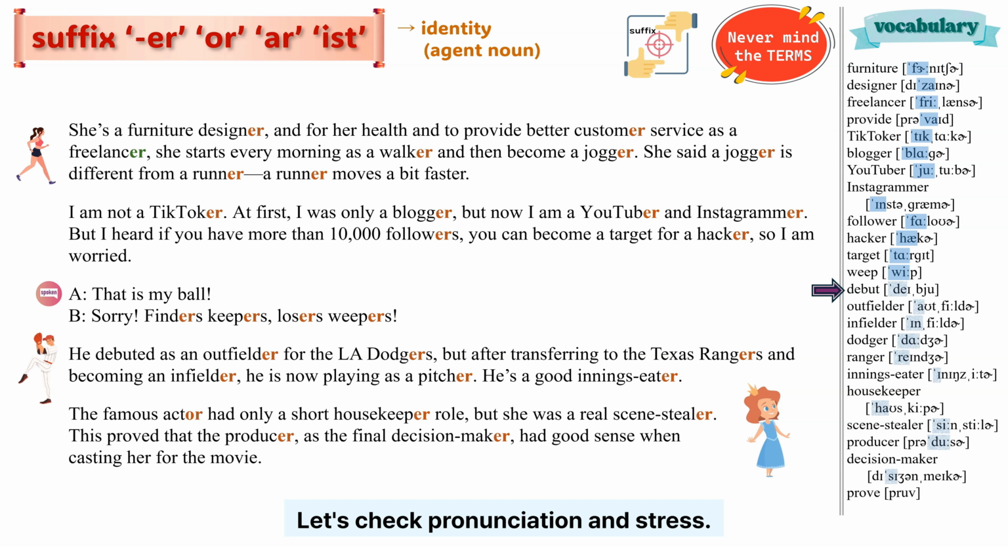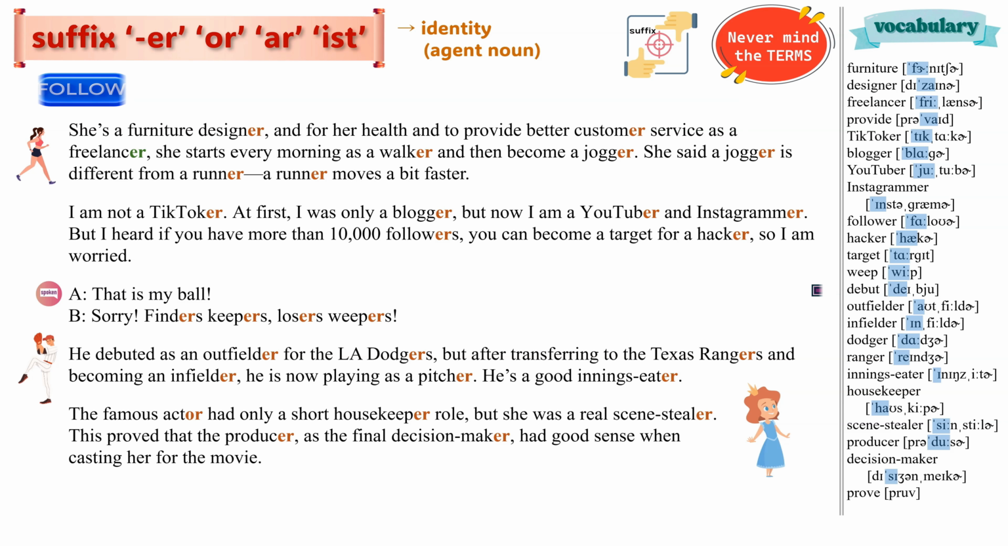Let's check pronunciation and stress. He debuted as an outfielder for the LA Dodgers, but after transferring to the Texas Rangers and becoming an infielder, he is now playing as a pitcher. He's a good innings eater. The famous actor had only a short housekeeper role, but she was a real scene stealer. This proved that the producer, as the final decision maker, had good sense when casting her for the movie.